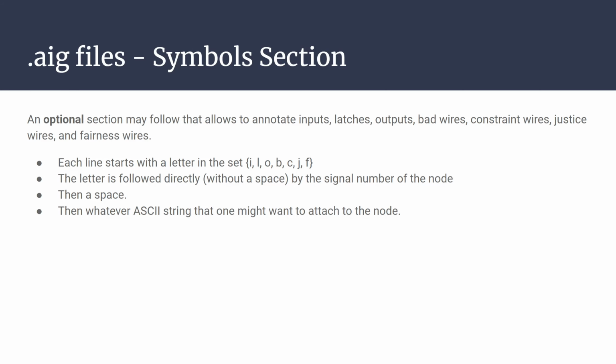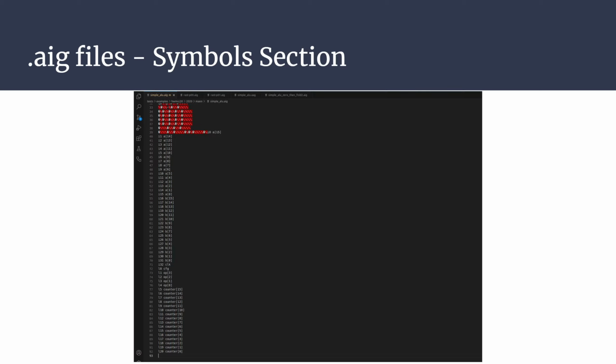Now, we move on to a symbols section. We're allowed to add a symbol to each node that is either an input, a latch, an output, a bad wire, or a constraint, a justice wire, a fairness wire. The way we do this is via a symbols section where you have a letter, then you have the signal number, wait, not the wire number, the signal number, and then just a space and whatever ASCII string you want. This is how it might look.